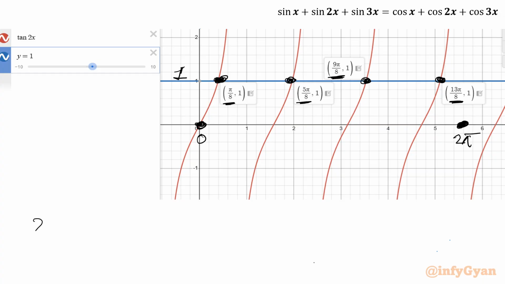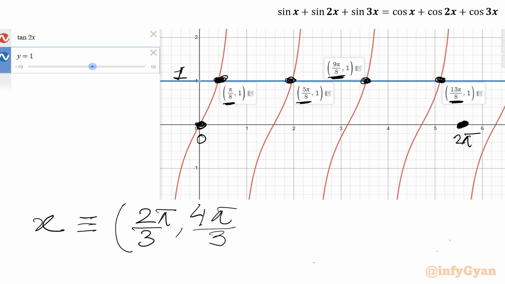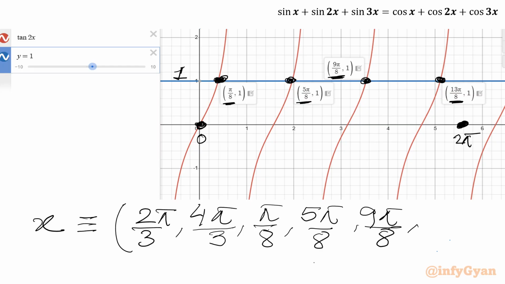So let me conclude our final answer. X equal to 2 pi over 3, 4 pi over 3, pi over 8, 5 pi over 8, 9 pi over 8, 13 pi over 8. Overall, 6 solutions.